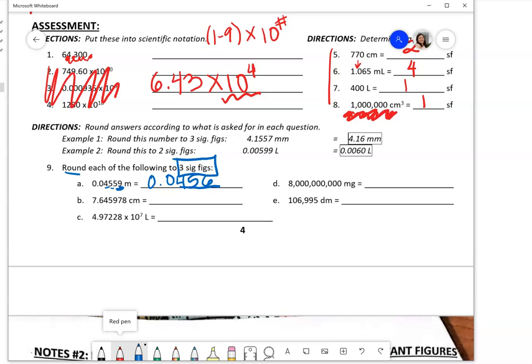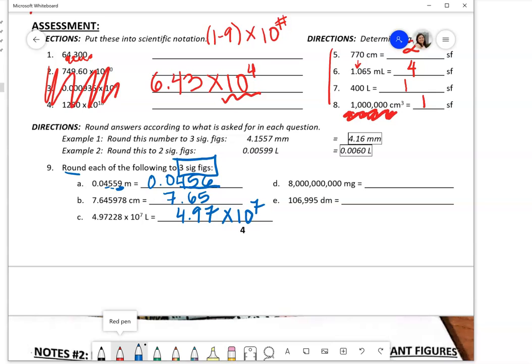B, if I want to round that to 3 sig figs, that would be 7.65. Letter C is the same thing, 4.97, but don't forget about the exponent there, the times 10 to the 7. All right, letter D is a little more tricky. It only has 1 sig fig at the moment, but we want to make it 3.